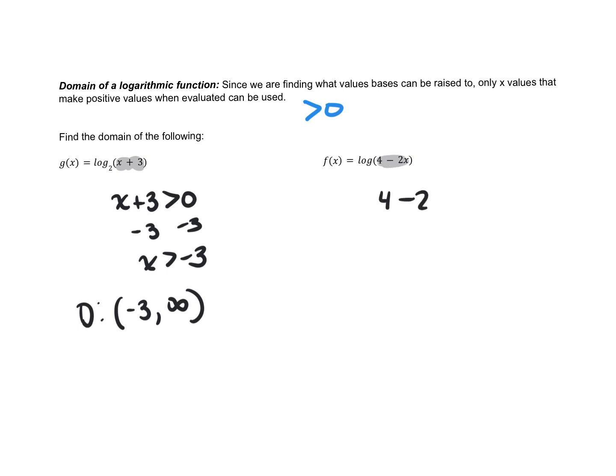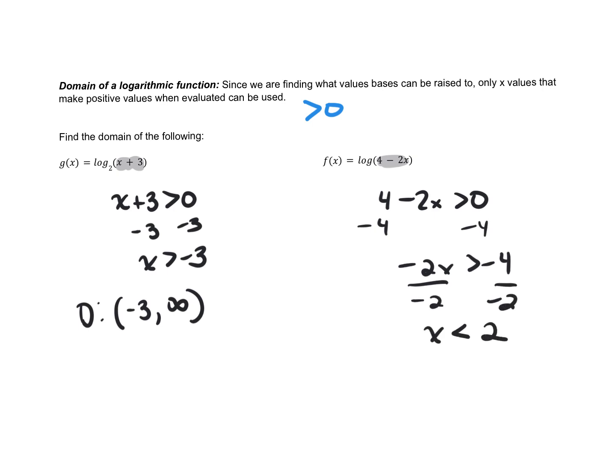So 4 minus 2x greater than 0. Now this one's got a little trick to it because we'll subtract 4. That's fine. Negative 2x greater than negative 4. But then we're going to divide by negative 2. Now when you divide by a negative number, remember, you flip the inequality sign. So now it's x's that are less than 2.